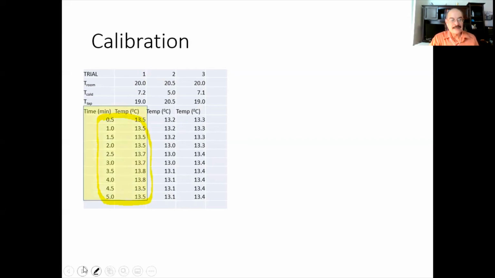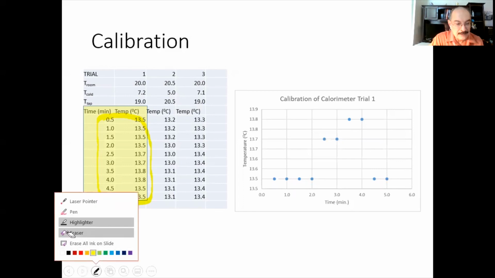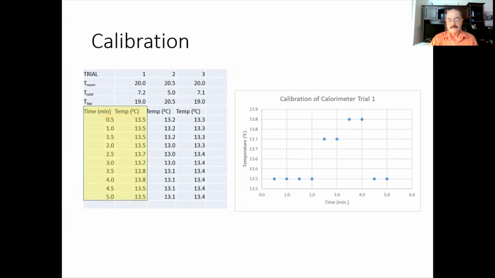Many times what will happen is I will have something that looks like this. And don't forget, you have to format your graph properly with labeling of the axis and a title. So this is the calibration of the calorimeter, trial number 1. Now, here's the problem. Let me go ahead and erase this here. All right. Here's the problem that we face.